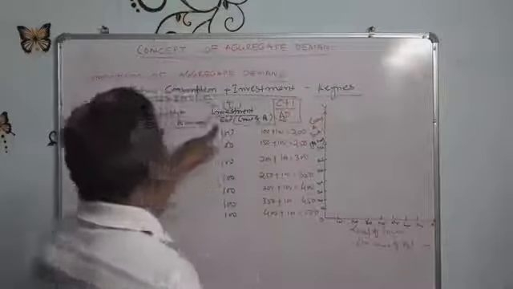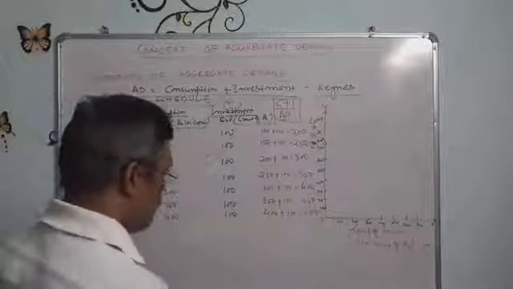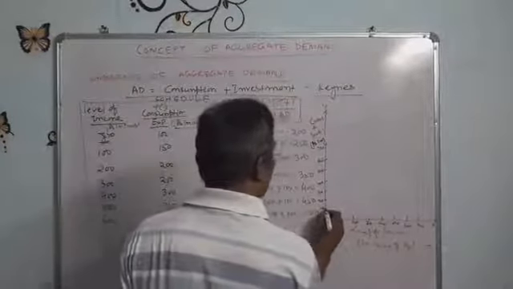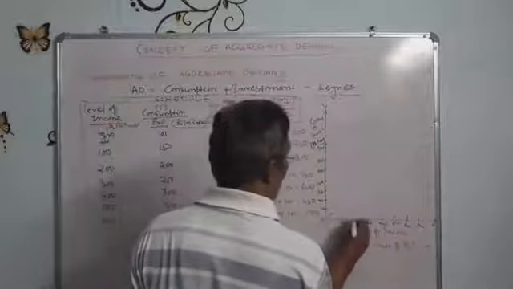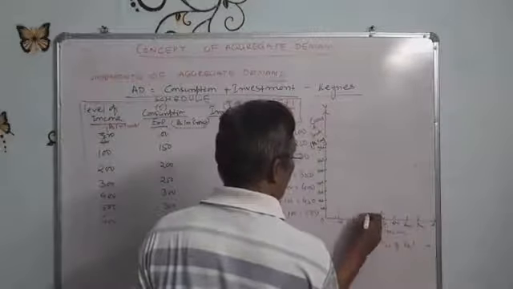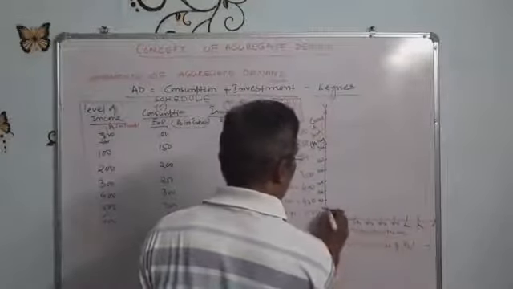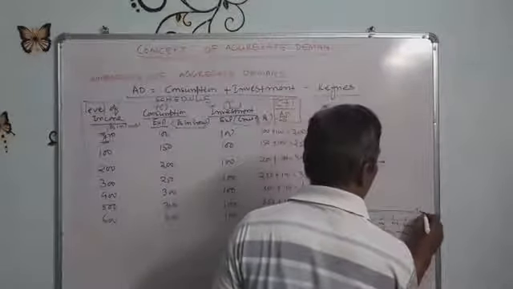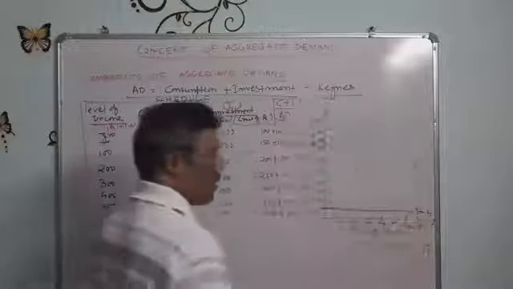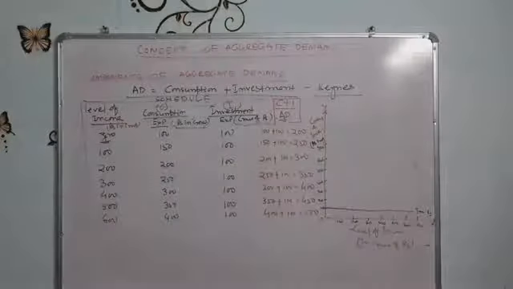First I will draw the investment expenditures. Zero level of income, 100; 100 level of income, 100; 200 level of income, 100; 300 level of income, 100. It means this is the investment curve. This is called the investment curve.